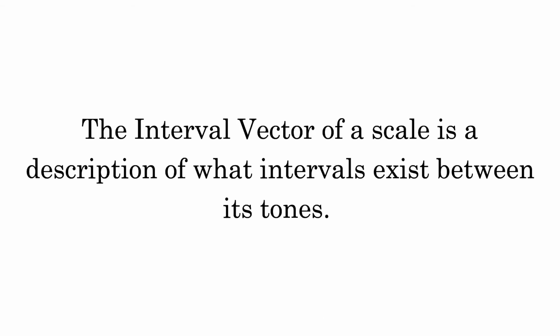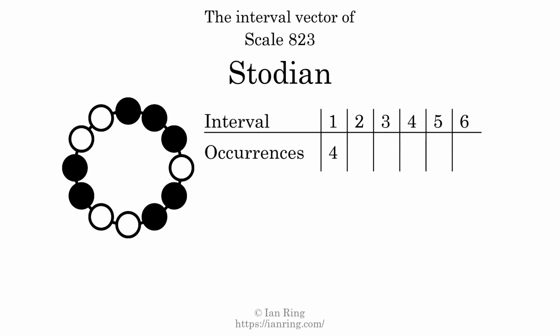The interval vector of a scale is a description of what intervals exist between its tones. There are 4 intervals with the size of 1 semitone. They are here, here, here, and here. There are 2 intervals with the size of 2 semitones. They are here, and here. There are 4 intervals with the size of 3 semitones. They are here, here, here, and here.